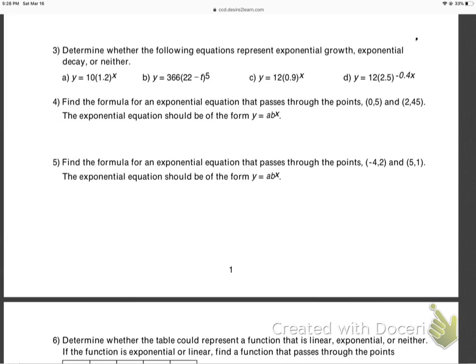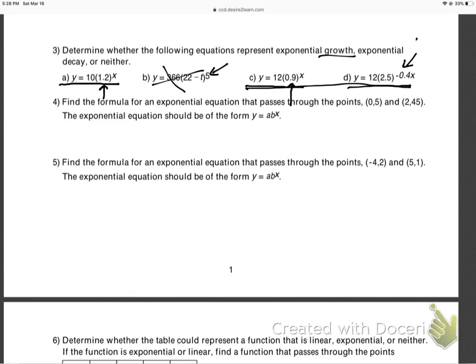Whether the following is growth or decay or neither. Right, this is growth because it has a base larger than 1. This is neither because there's no variable there. That's just raising something to the power 5. This is decay because it has a base of less than 1, or rather in between 0 and 1, okay? And this is decay because it has a negative exponent.